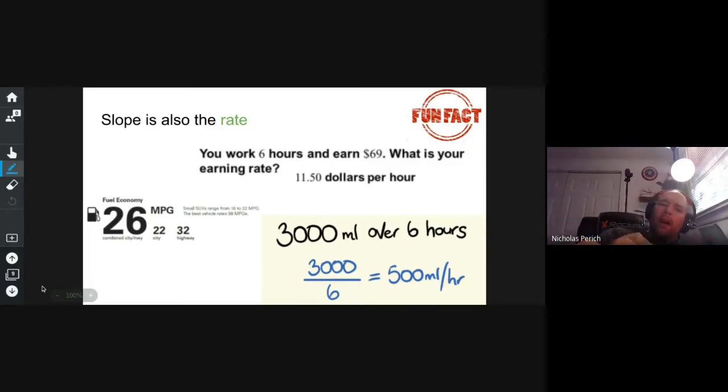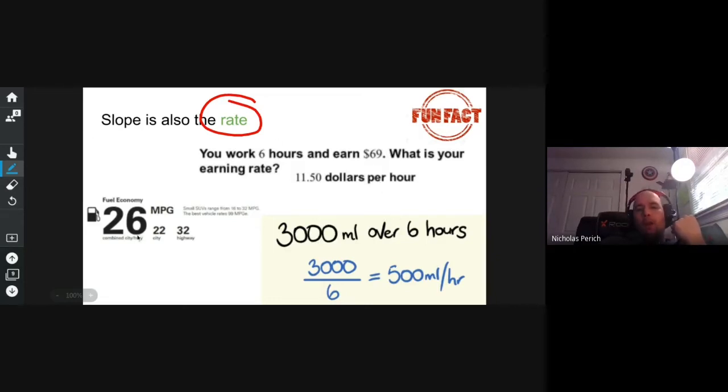Very important fact: the slope is also the rate. What's a rate? If you work 6 hours and earn $69, then your rate is $11.50 per hour. If you're spilling 3,000 milliliters of liquid over 6 hours, then your rate is going to be 3,000 divided by 6, or 69 divided by 6.